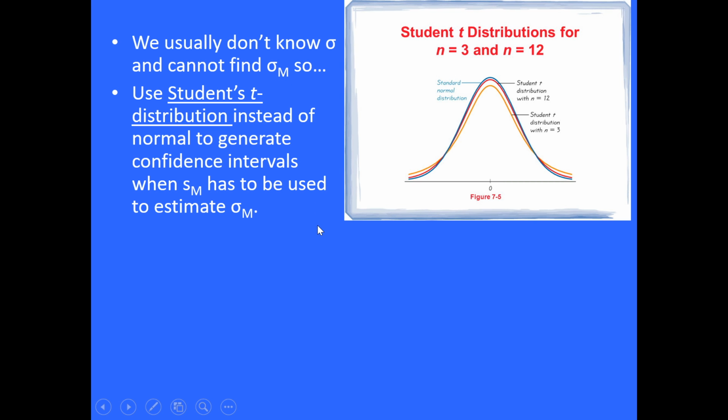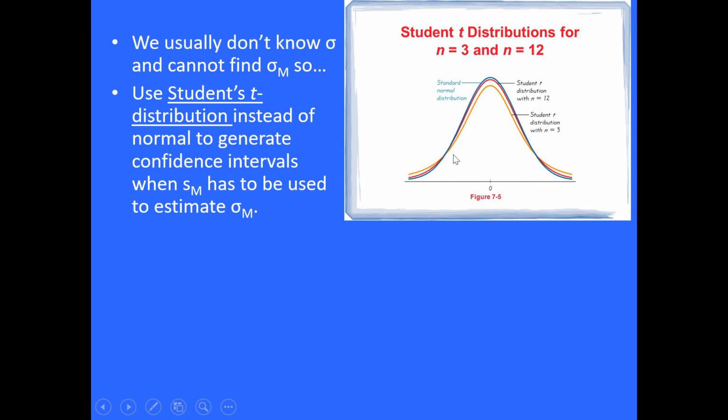Instead, what we use is something called the student's t-distribution instead of the normal distribution to generate confidence intervals. Now, over here, we have some drawings of t-distributions. The thing about t-distributions is, like a normal distribution, it's really defined by its mean and standard error or standard deviation. With these, they're defined by parameters like that, but they change their shape substantially.